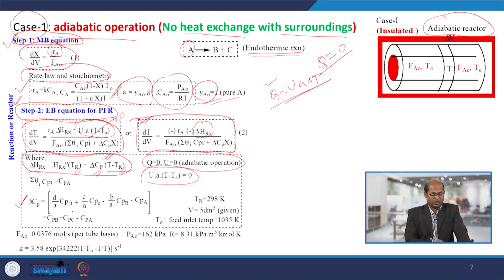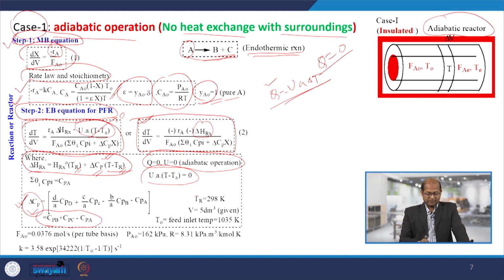Here the product is B plus C, and these equations would be a little bit different, because it was written based on A plus B going to C plus D, but here the reaction is different. So, accordingly delta Cp would be product minus reactant heat capacity. Okay. So, here this would be the heat capacity.